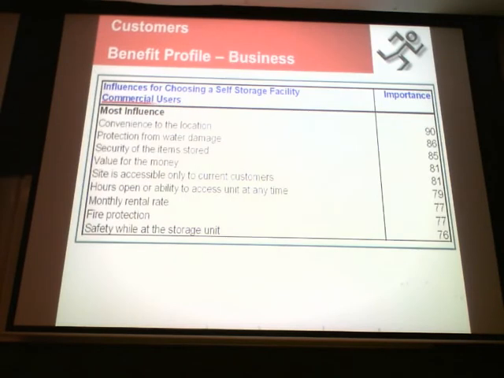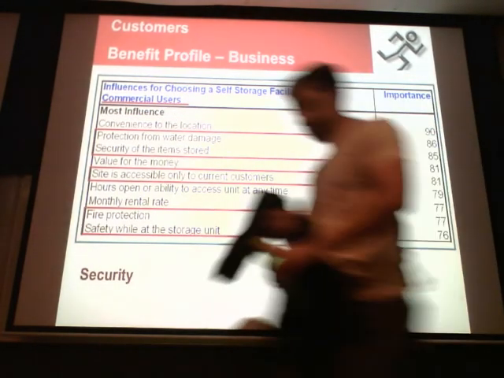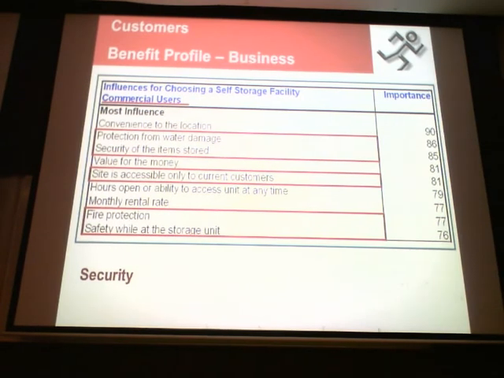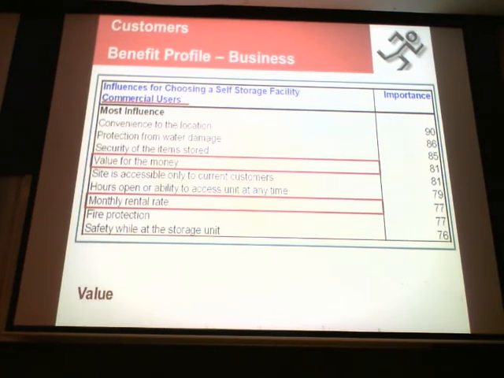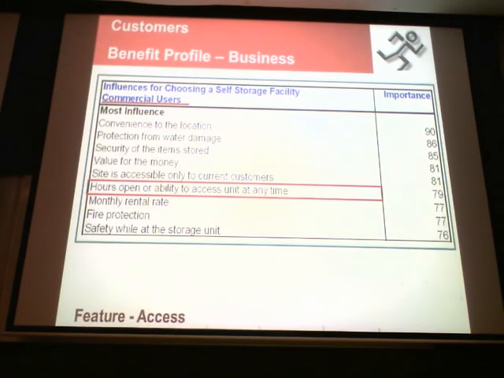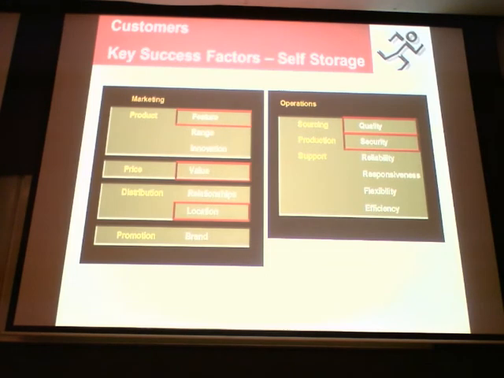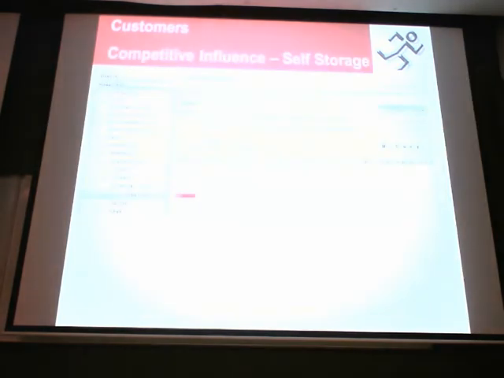If you look at commercial users, the location was number one for them. It had to be close to the office. Security was also important. They wanted it only to be accessible by the customers rather than anybody else. They wanted their stuff to be protected, and also price was important too. The last one that was important was access, to be able to access that unit at any time for commercial customers. So if you look at that, I started to drill down on these key success factors, and they wanted price, good location, security, quality of the storage facility, and access. The feature of this service was access.